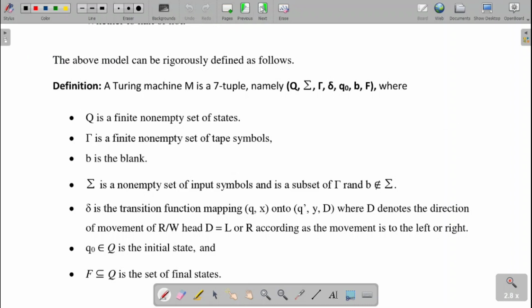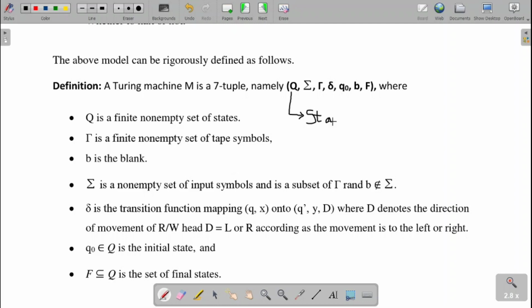So till now we have seen a 4 tuple for the grammar, and a 5 tuple, the quintuple, for the finite state machine. Now it is a 7 tuple over here. The components of the 7 tuple are, the first one is Q. Q stands for states, a non-empty set of states. So Q will be your states.